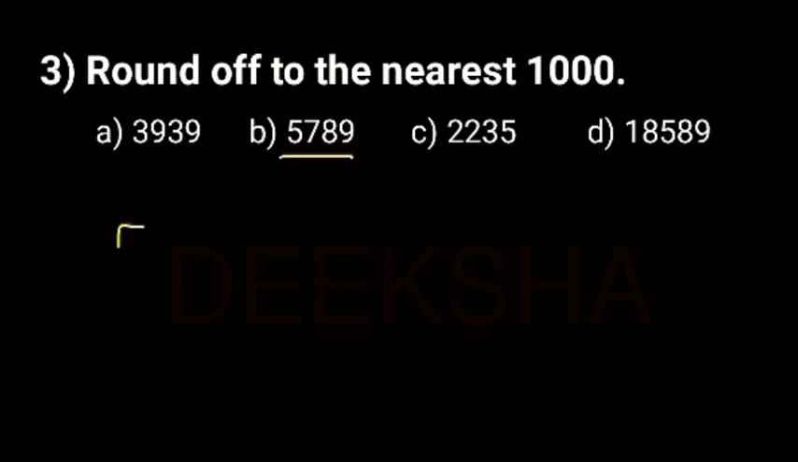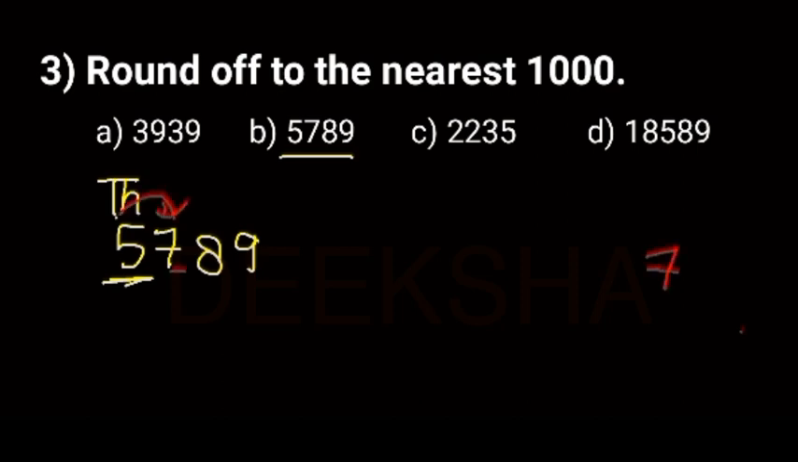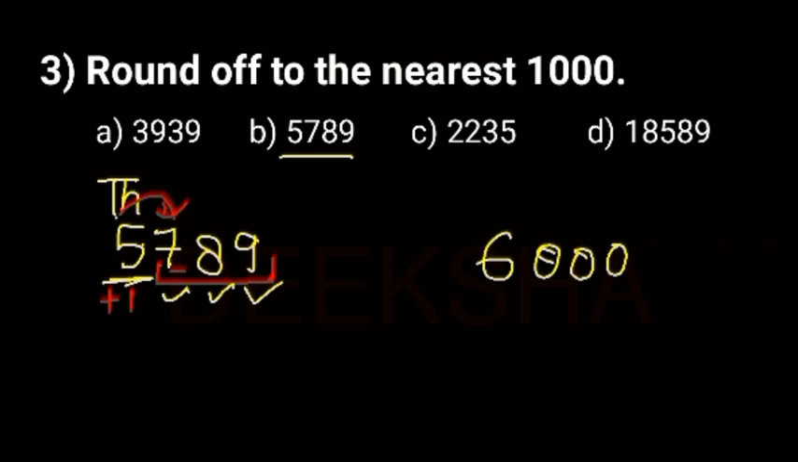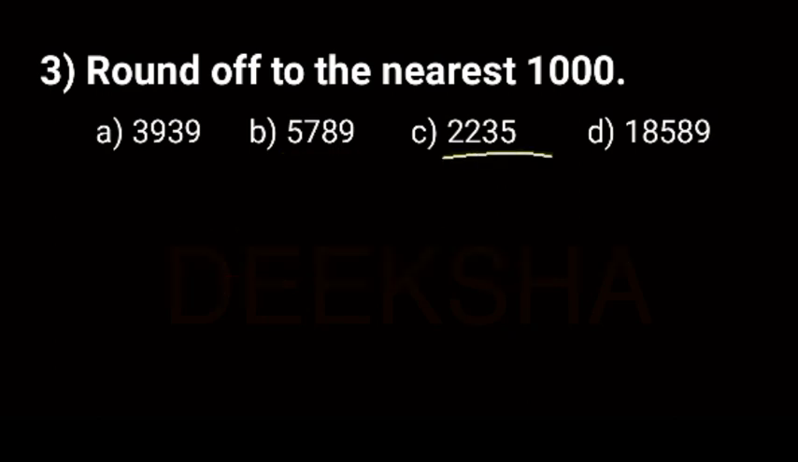Next is 5789. You want to round off to the nearest 1000. That means at this place. So check its right digit, which is 7. 7 is greater than 5. So this will be increased by 1. Add 1 to it. And these digits will be replaced by 0. So write your answer. 5 plus 1 is 6. 0, 0, 0. So your answer is 6000. When you round off 5789, you get 6000.